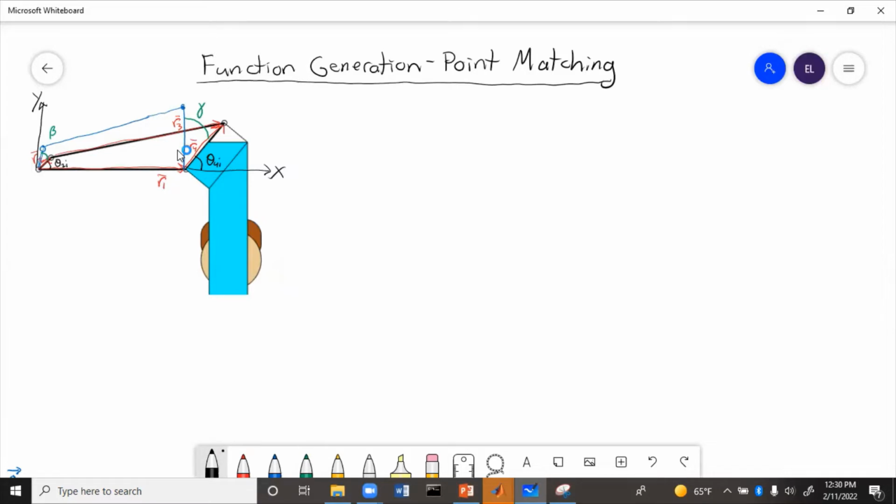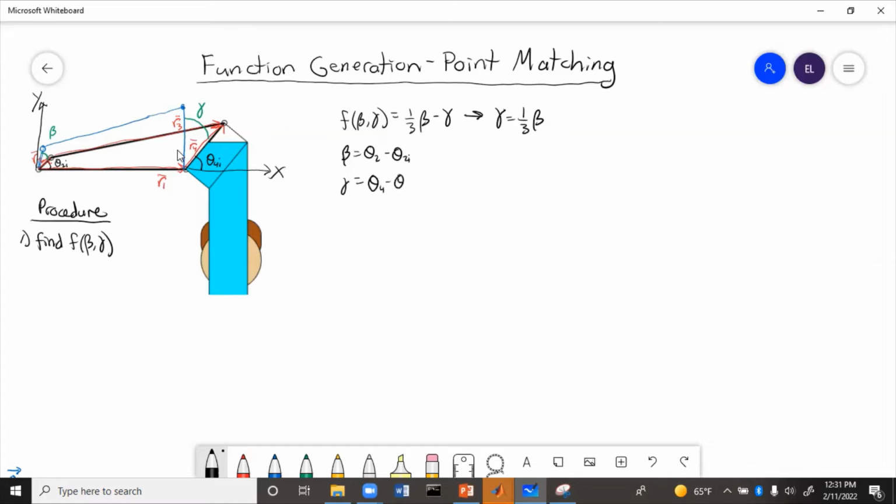So step 1 is find the function of beta and gamma. We want the function that relates the input and output positions. Let's say that is f of beta, gamma equals 1/3 beta minus gamma. That corresponds to gamma equals 1/3 beta. Remember that beta equals theta 2 minus theta 2 initial, and gamma equals theta 4 minus theta 4 initial. If we take the derivatives of these, then we get d beta equals d theta 2 and d gamma equals d theta 4. We'll just take those derivatives right there because we might need them in a bit.